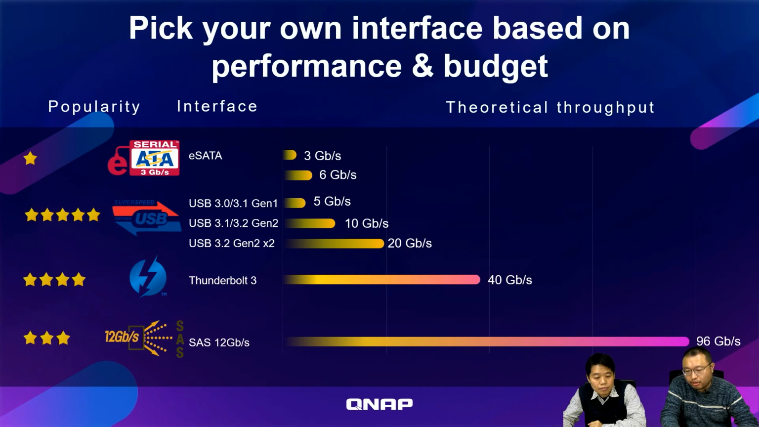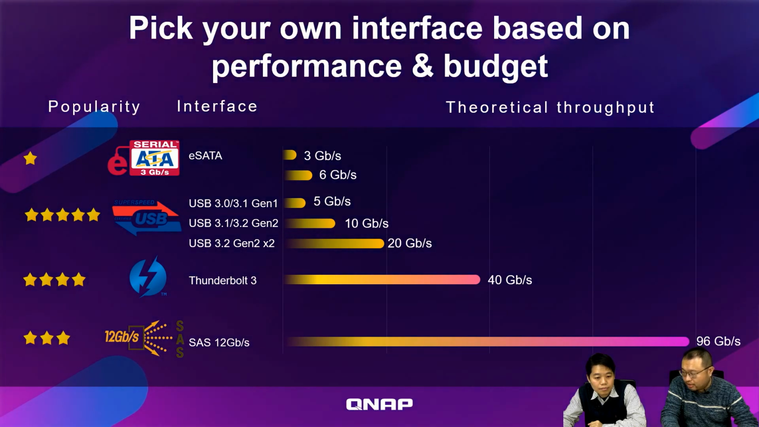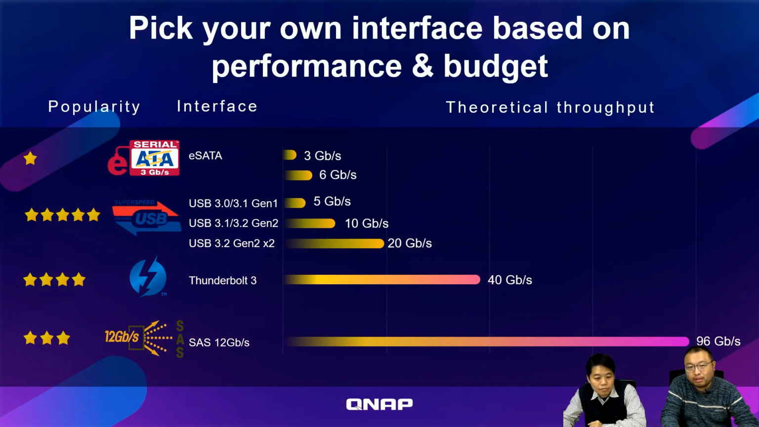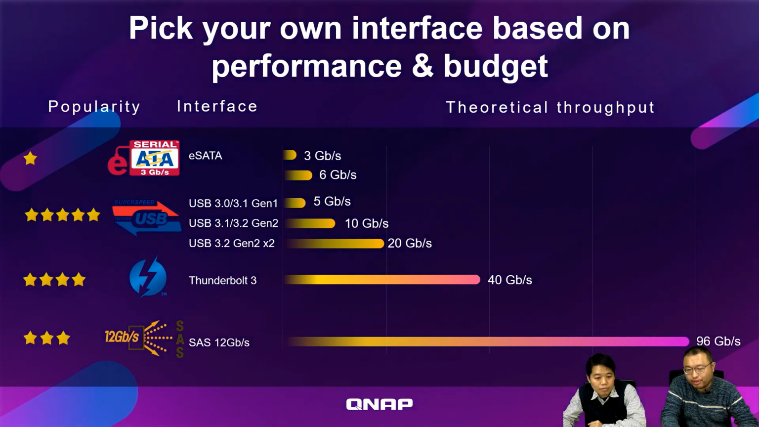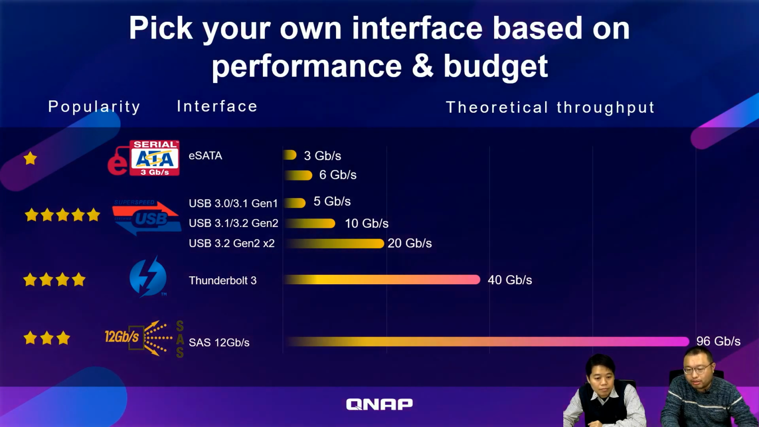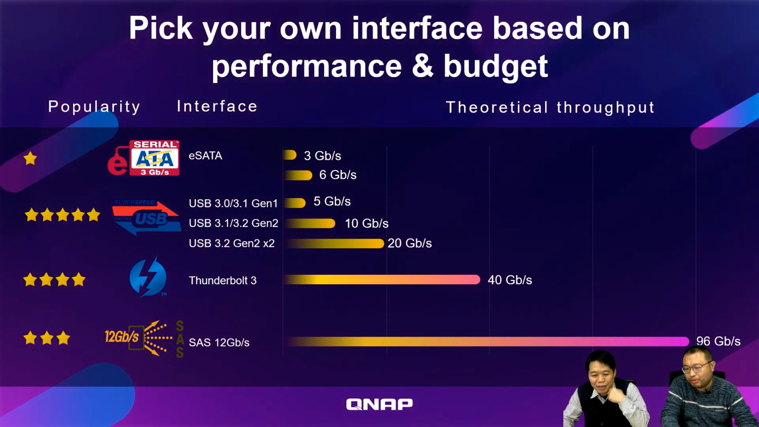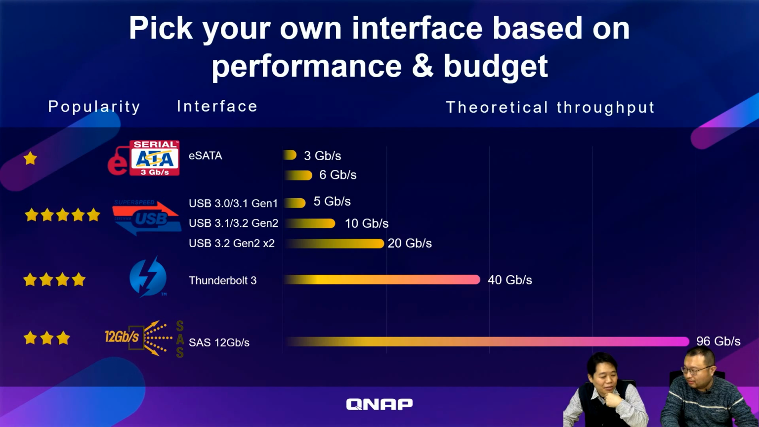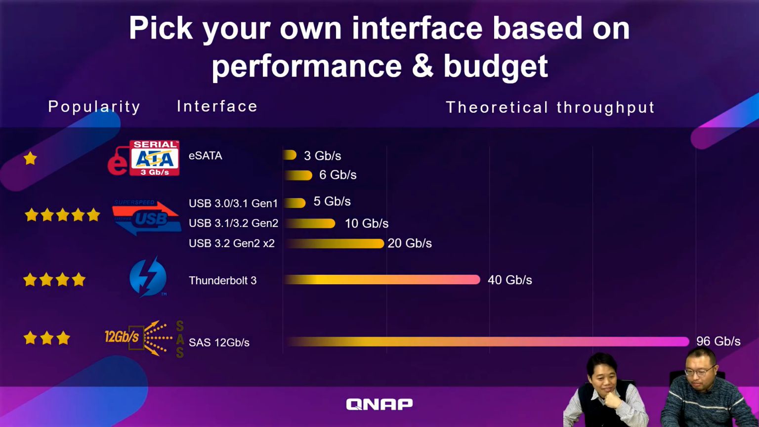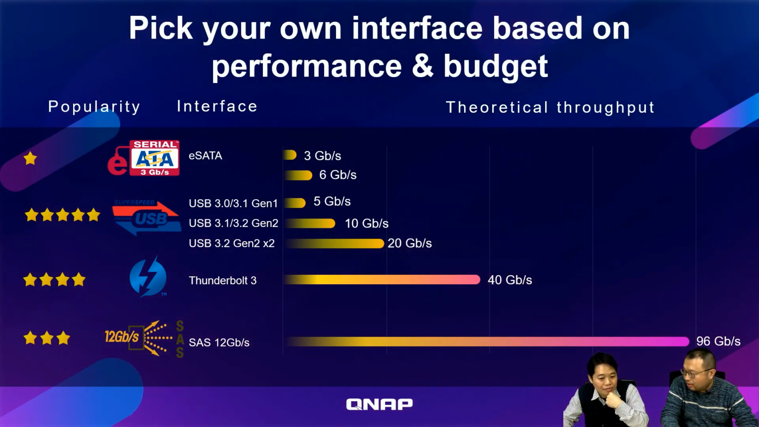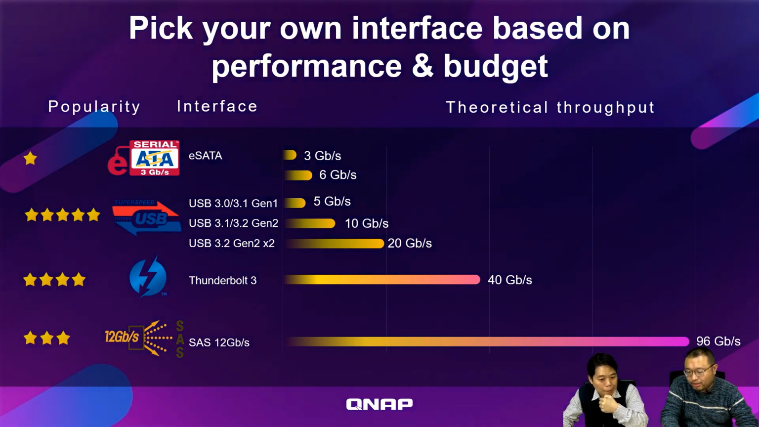So the first one, of course, will be the aging eSATA interface. eSATA originally started as 3 gigabit per second only, and now you will see some manufacturers have put a 6 gigabit eSATA port on the expansion unit. But you probably don't see those very commonly now, right? Very few modern computers have it. So eSATA has become an old, aging and proprietary connectivity option for some devices, right?